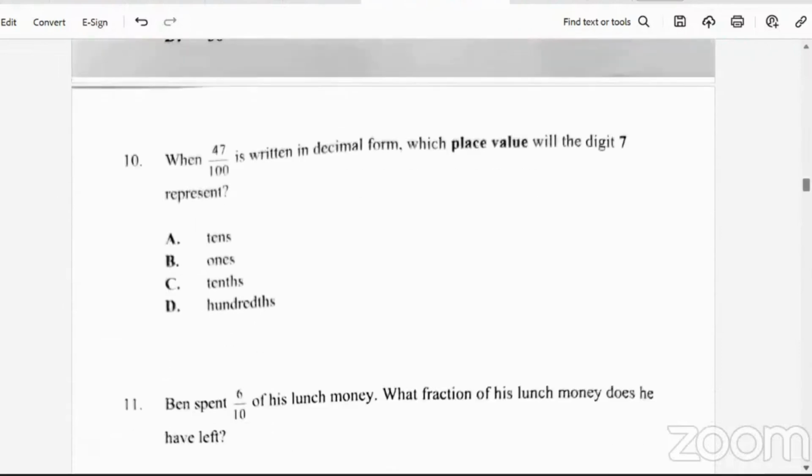All right, question 10. When 47 over 100 is written in decimal form, which place value will the digit 7 represent? Okay, so how do we write 47 over 100 in decimal form, right? So we're going to be dividing 47 by 100. So what we do is, let me just write that in another way, 47, and we're going to be dividing it by 100.